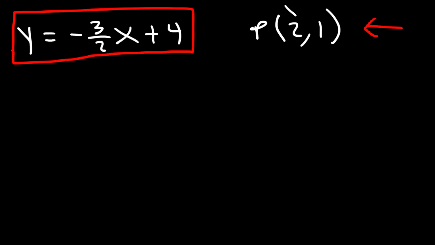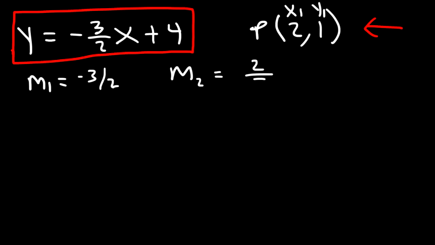So we have the point, we have our x1 and our y1 value. The only thing we need is the slope of the second line. Now we have the slope of the first line. This is already in slope-intercept form. And the slope is the number in front of x. So it's -3/2. We need to find the slope of the line that's perpendicular to the first line. So let's call this m2. So first we need to flip the fraction. So instead of being 3/2, it's going to be 2/3. And then we need to change the sign from being negative to positive.